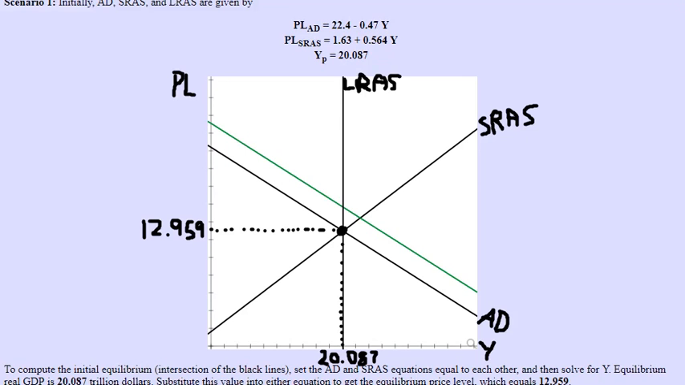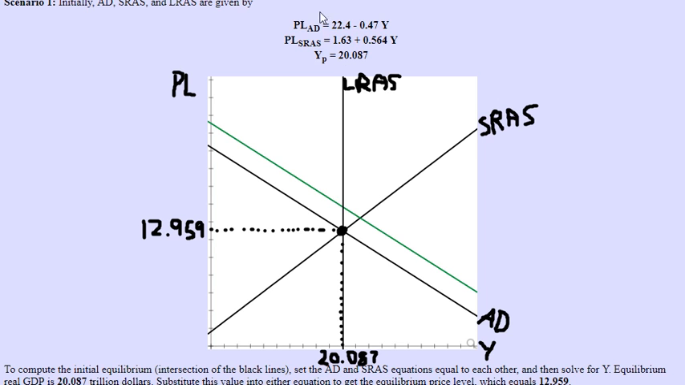In question 1 of homework 2, we're given an economy. We have the aggregate demand curve given by this equation. We know this is the aggregate demand curve because the slope is negative. We're given the short run aggregate supply curve. We know this is the short run aggregate supply curve because the slope is positive. And we're given the long run aggregate supply vertical line, which is potential GDP or full employment output at 20.087.